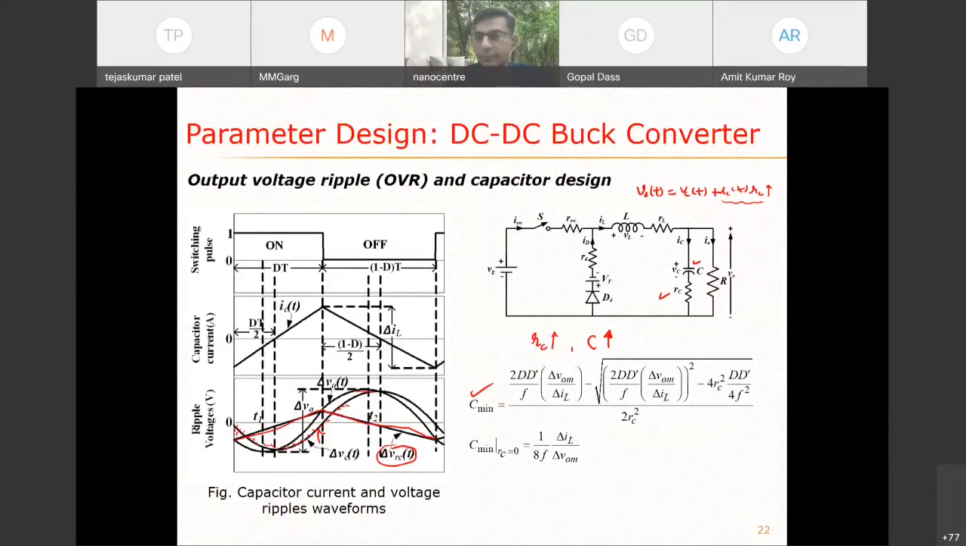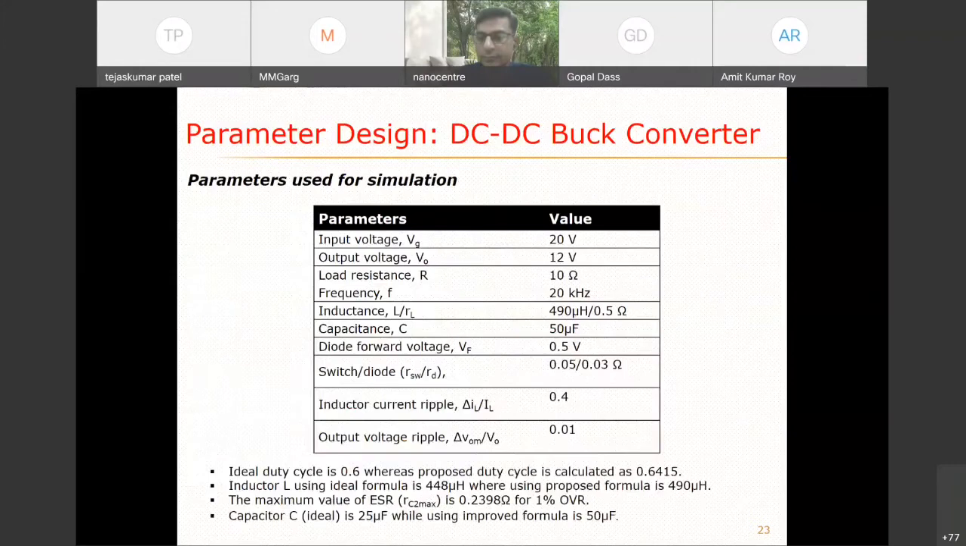Due to which the ripple voltage increases. So if RC is not there, it's better. But if RC is there, the ripple voltage increases. Now to mitigate that ripple, C should be high. So we get how much C should be high and how C and RC are related. We derive this formula, and by putting the value of RC, we can get the new value of C, right? So this ESR plays a role. We will see it in modeling as well, right?